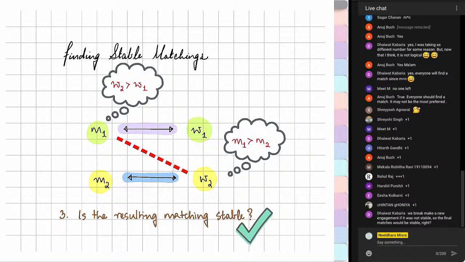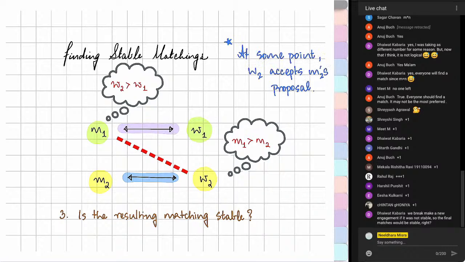Okay, so let me make two points here. One is that if you look at the blue edge, the blue matching M2 W2, this happened because at some point in the algorithm W2 accepted M2's proposal. This is the only way that they could have gotten into an engagement, which is a prerequisite for them to get married at the very end.